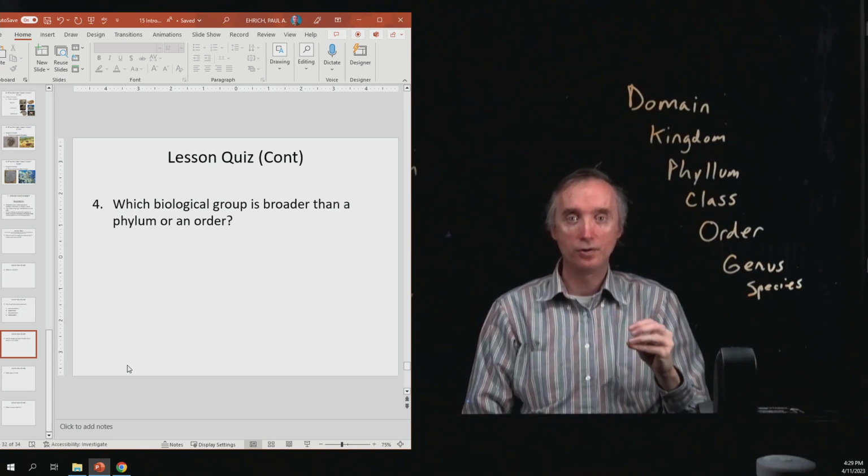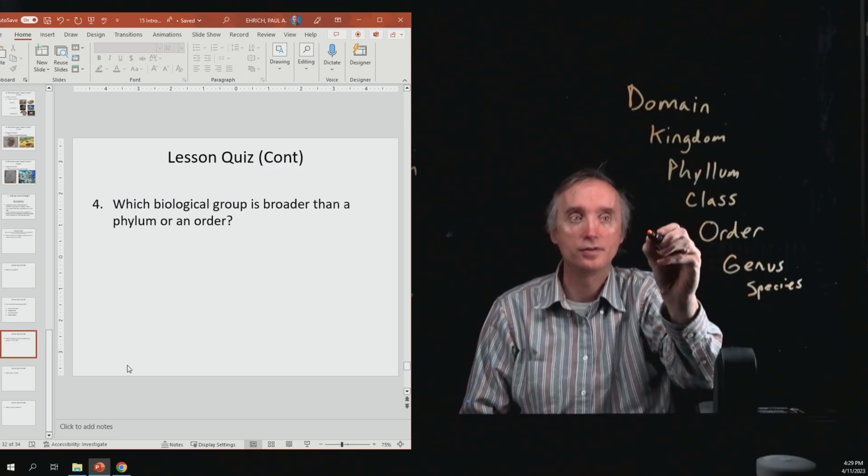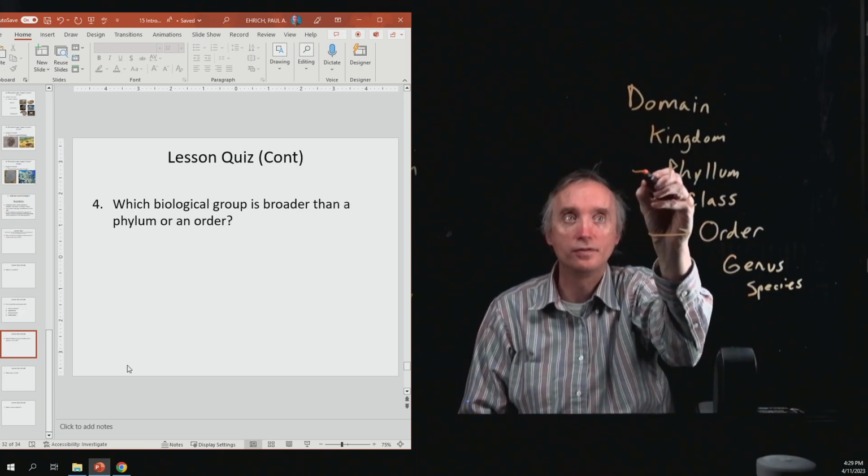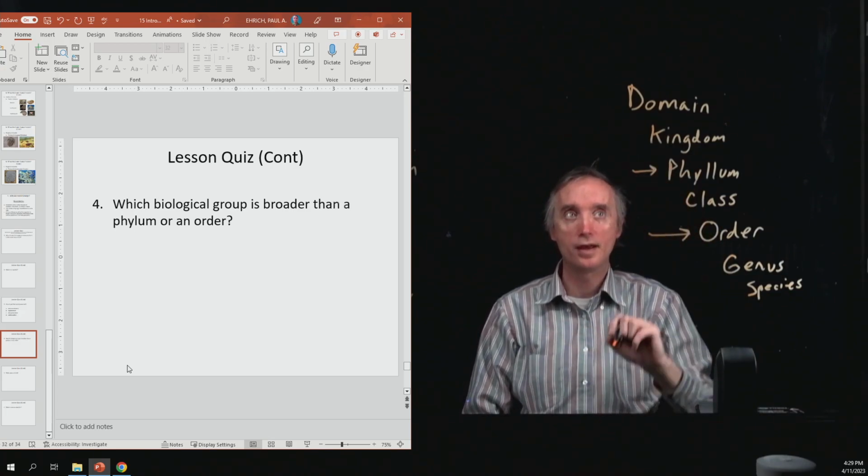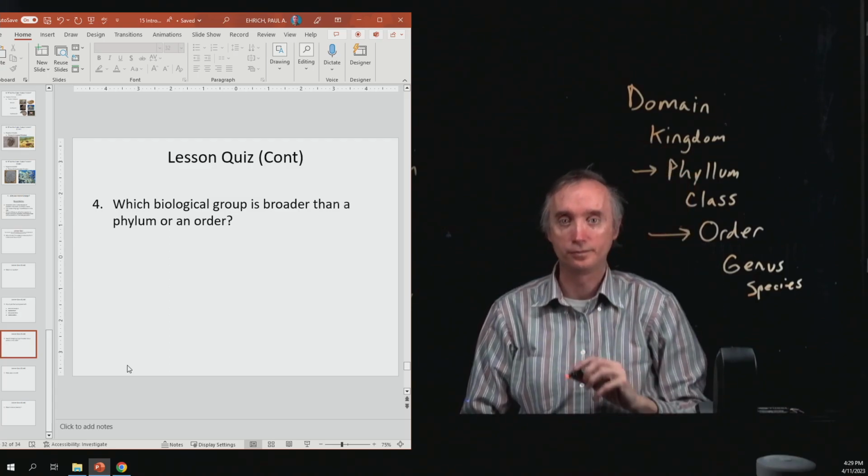So what we want to know is which grouping is broader than a phylum or an order. So here is the order. Here is the phylum. So we want something bigger than that. So that would be the kingdom.